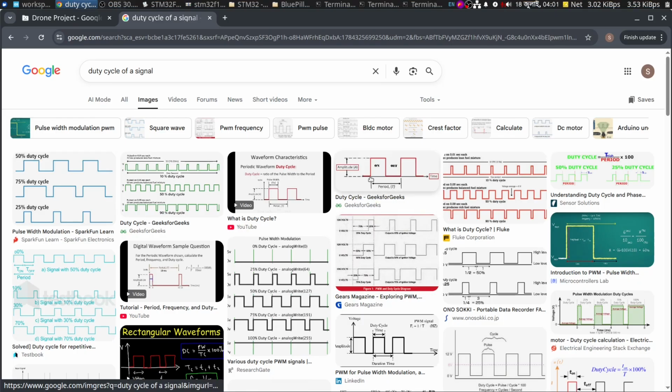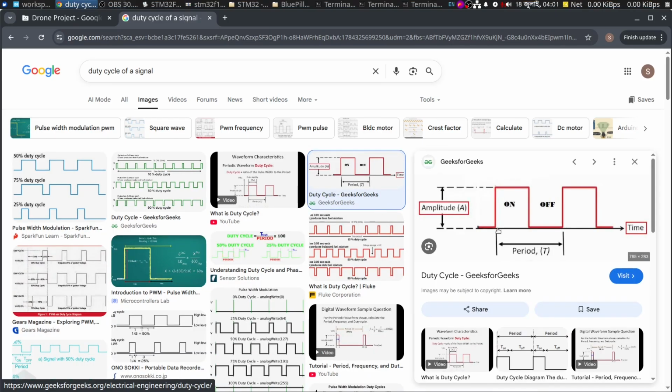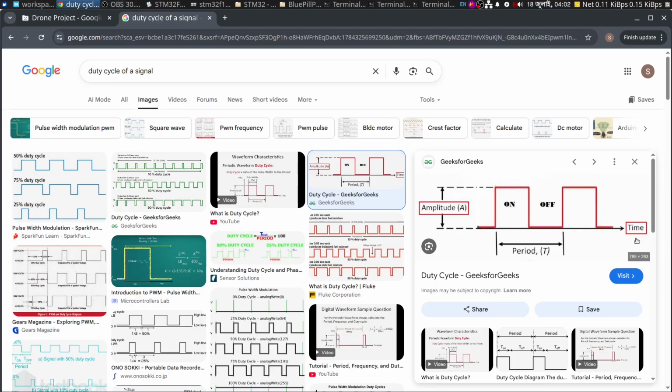Here is the signal. This is the period. The signal starts here and ends here. This is called the duty cycle. This is called the off cycle. We are controlling the duty cycle of a signal, and sometimes we want to keep it at 25%, sometimes 50%, sometimes 75%, sometimes full duty cycle. The higher the duty cycle, the more power we're going to get.